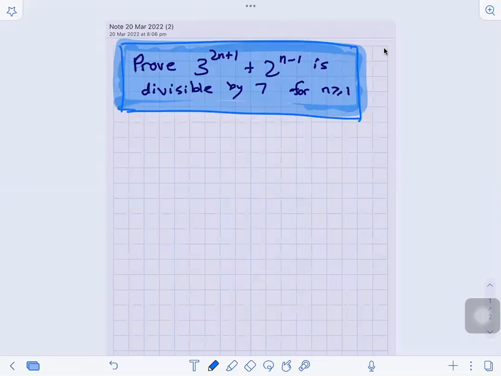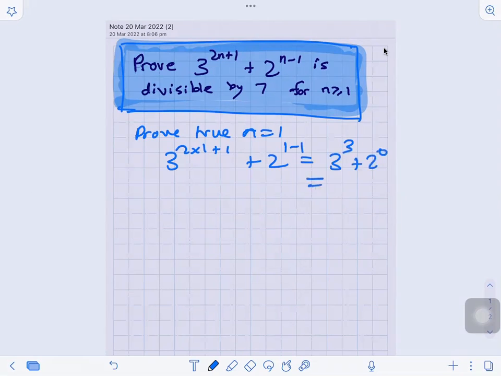Okay, so just looking at divisibility with indices. First of all, we just prove true for n equals 1. So 3 to the 2 times 1 plus 2 to the 1 minus 1 is 3 to the 3 plus 2 to the 0. So that's 27 plus 1, which is 28. And 28 is 7 fours, so it's definitely divisible by 7.